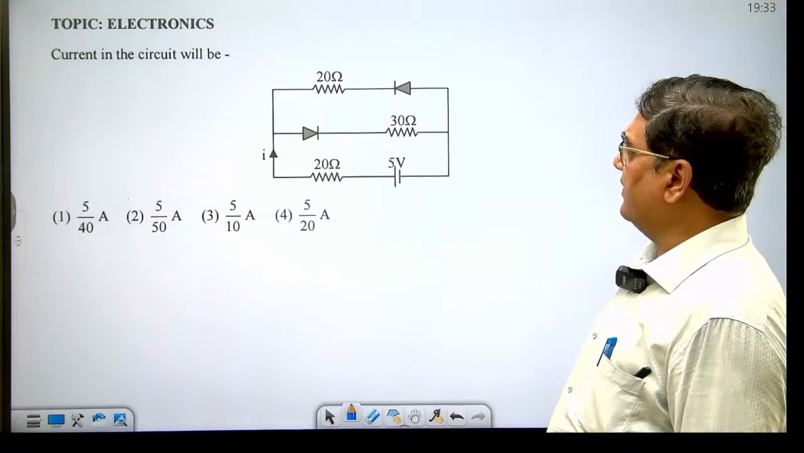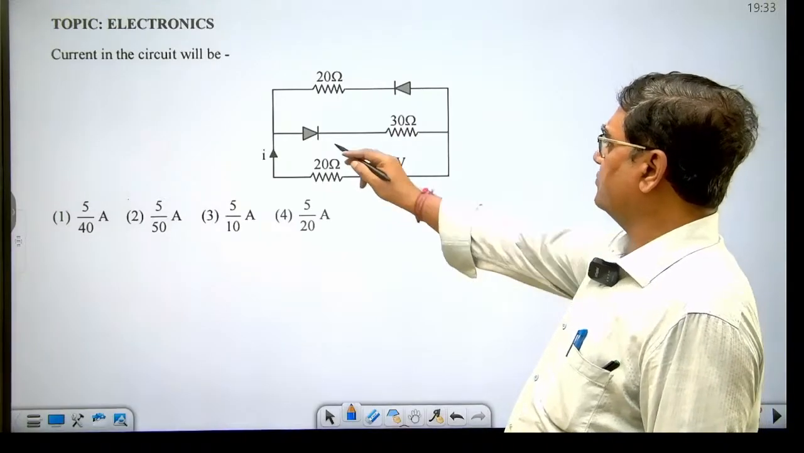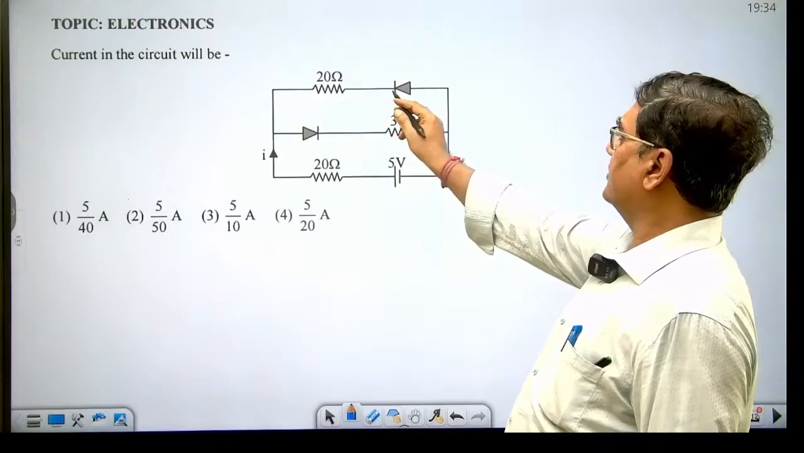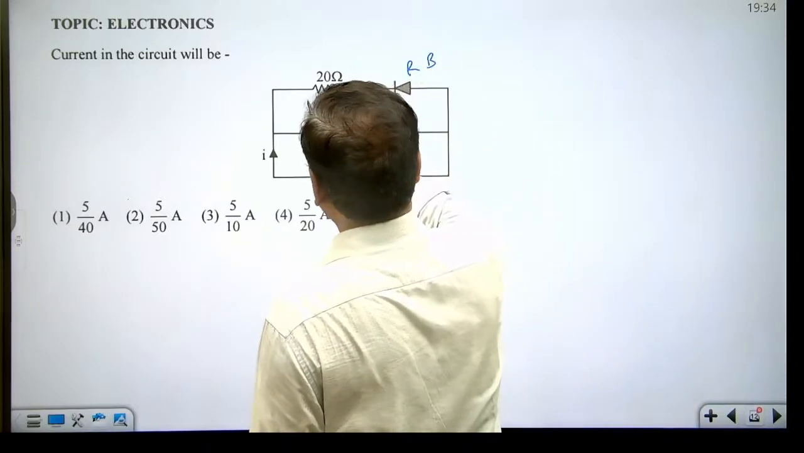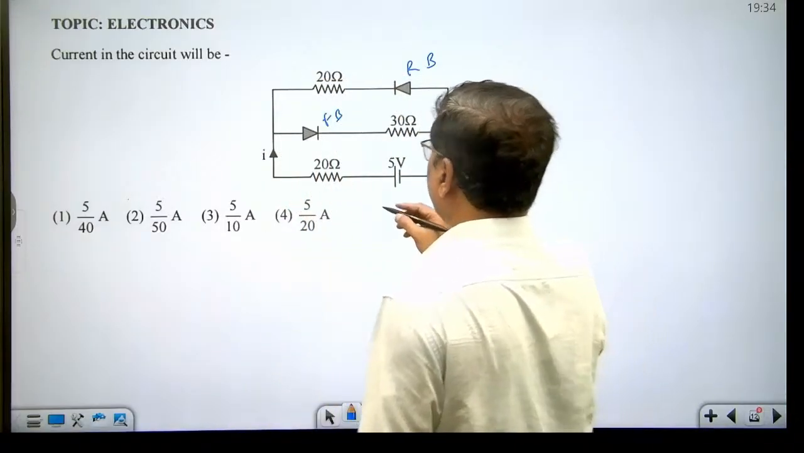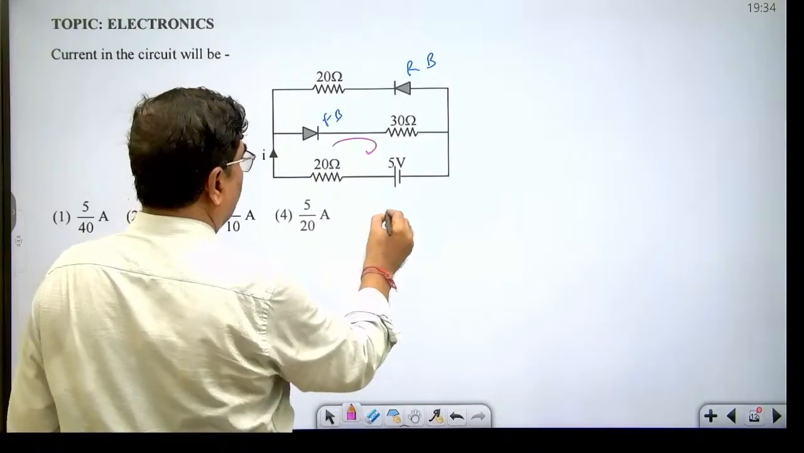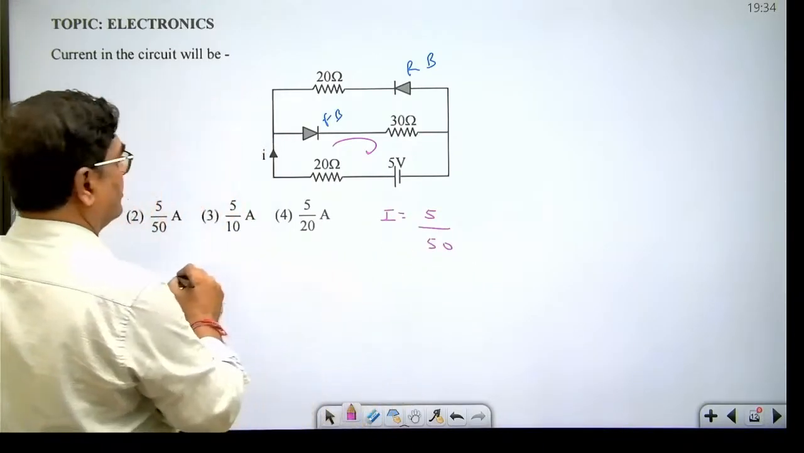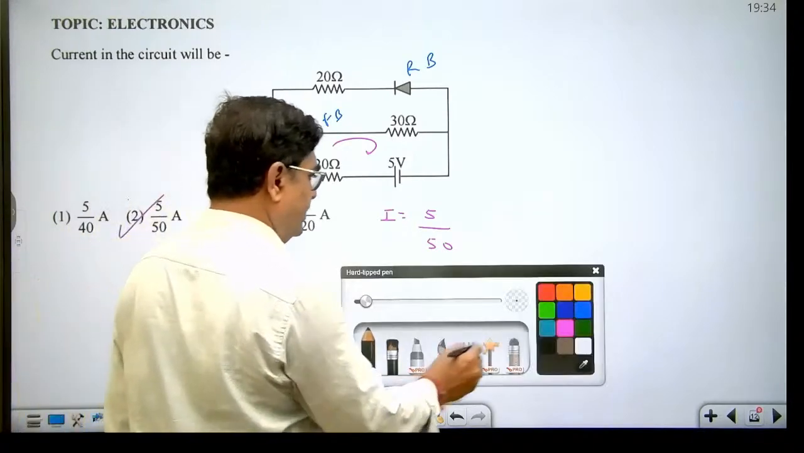Current in the circuit will be, this is direct formula. See, this is positive terminal, so this diode is in forward bias, and this is connected to negative, so this diode is in reverse bias. So this will not conduct and this will conduct. Okay, this will act as a 0 resistance. So current in this circuit will be how much? Potential difference upon resistance. This is 50. So 5 upon 50. Okay, out of 4 options, the correct answer is option 2.